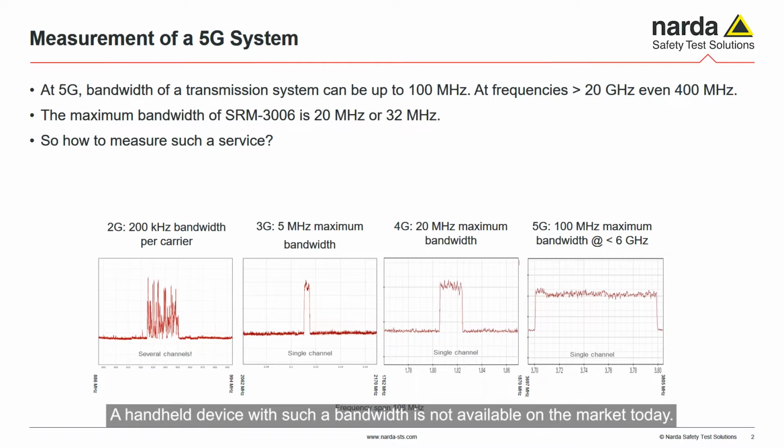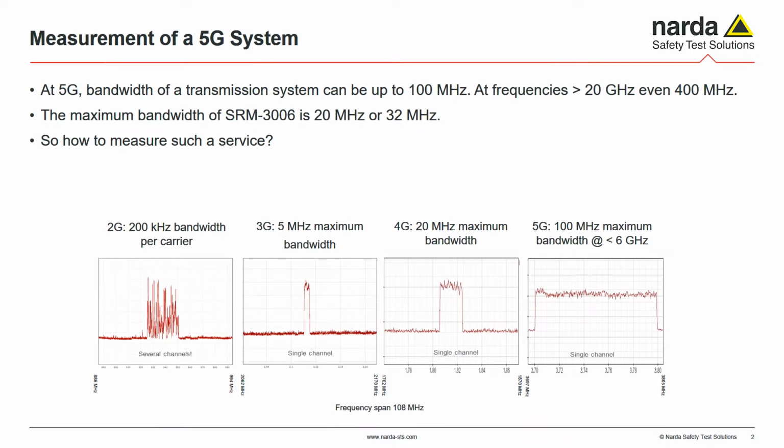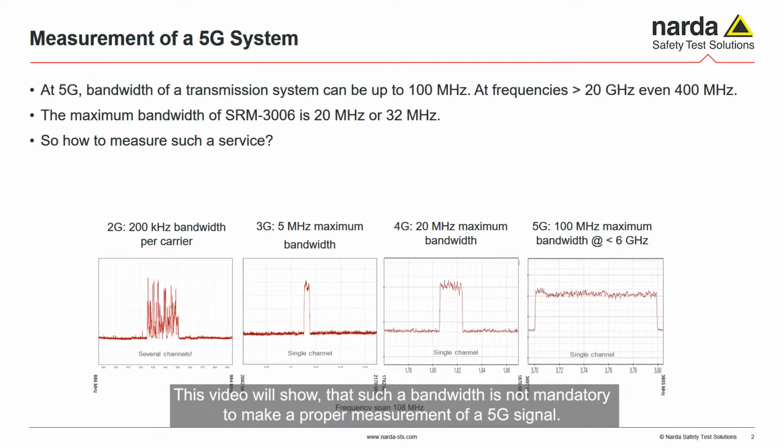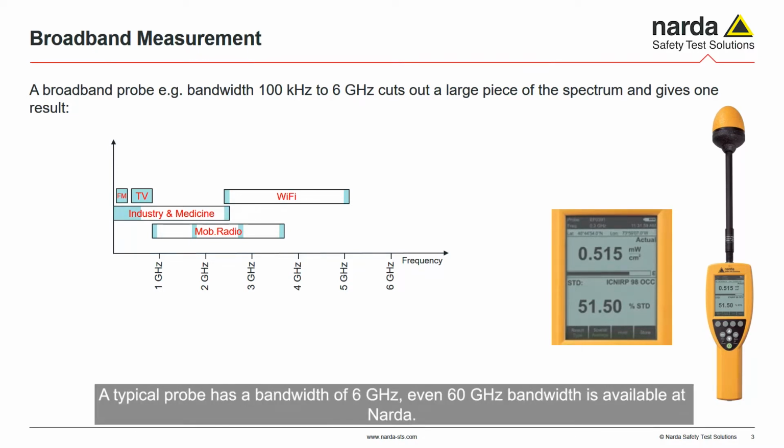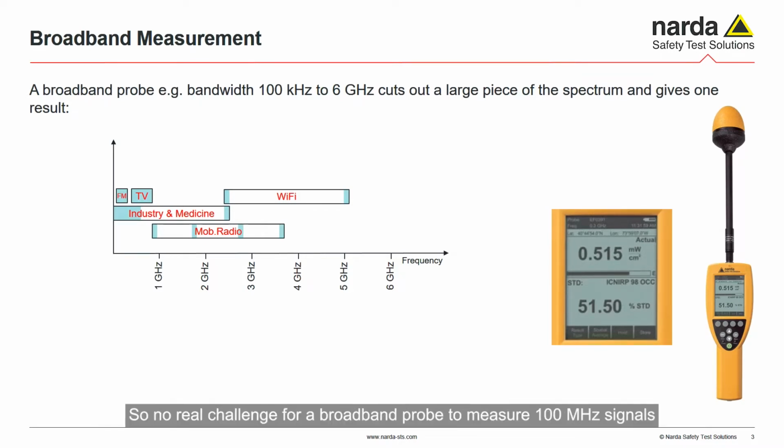A handheld device with such a bandwidth is not available on the market today. This video will show that such a bandwidth is not mandatory to make a proper measurement of a 5G signal. A broadband meter, as the NBM 550, has no problems to measure also broadband signals. A typical probe has a bandwidth of 6 GHz. Even 60 GHz bandwidth is available at Narda. So no real challenge for a broadband probe to measure 100 MHz signals.